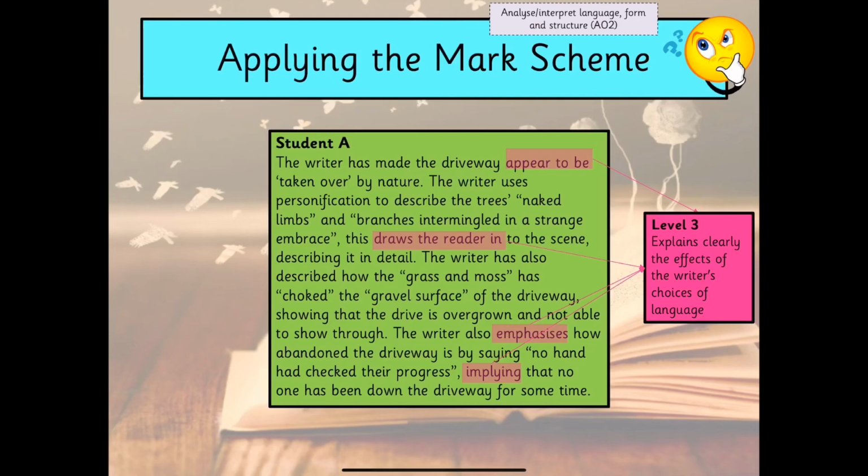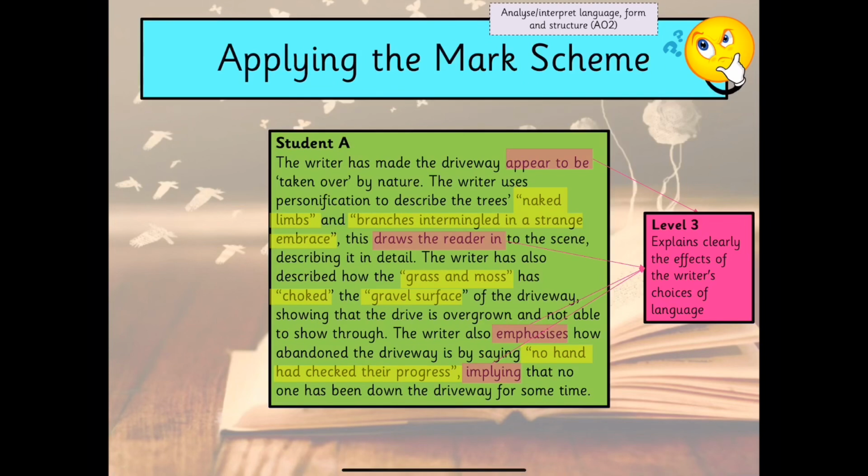They are quite clear. There's nothing particularly ambiguous about what they're saying, and everything they're saying is factually correct. To get level 3 or above, it has to be correct. So your inferences have to be logical, they have to make sense, and they have to be very carefully supported. And that's definitely the case with student A here. So in particular, the bit at the bottom where they're writing about how the writer emphasises how abandoned it is and then saying what that implies, that is a particularly clear comment down there.